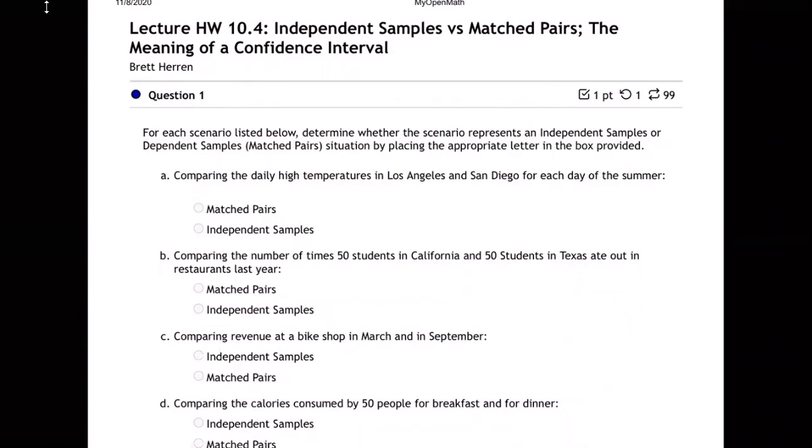Well, what we're going to do is read here. Compare the daily high temperatures in Los Angeles and San Diego for each day of the summer. Is that matched pairs or independent samples? Think about what they're saying. They're saying that they went day by day, right? Each day. So maybe they took July 1st.